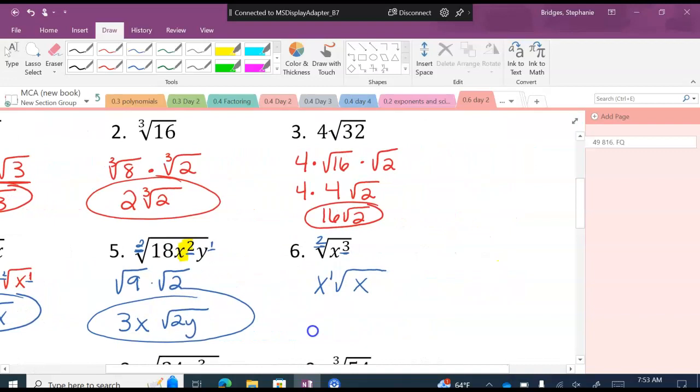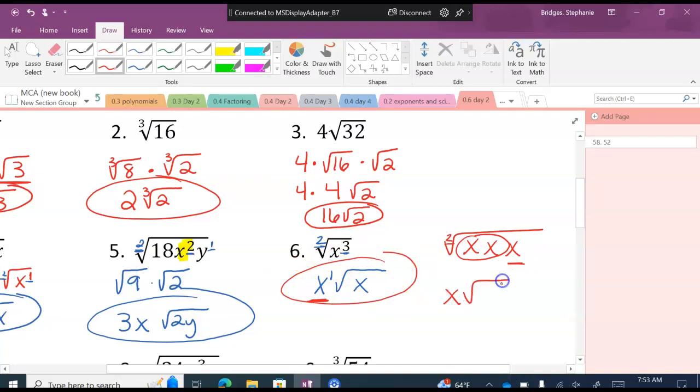Let me show you that a little bit differently. If we think about this, x to the third. My index is 2. That means I want 2 x's in every group. There's only one group of 2. That's the one that came out front. This one that's left over has to stay under the radical, and we can leave it like that, or just write x square roots of x without the 1.